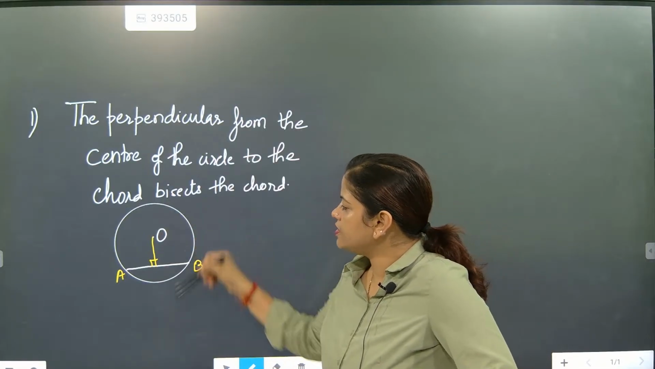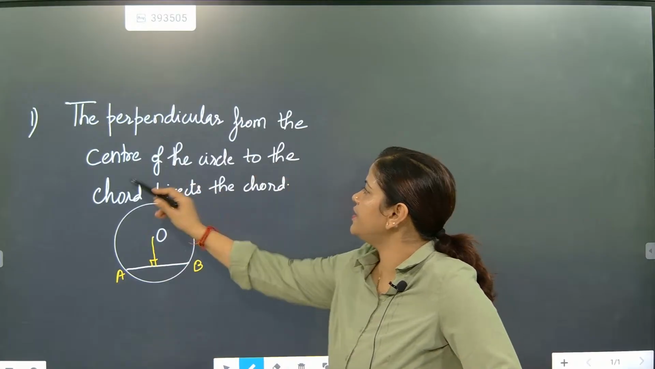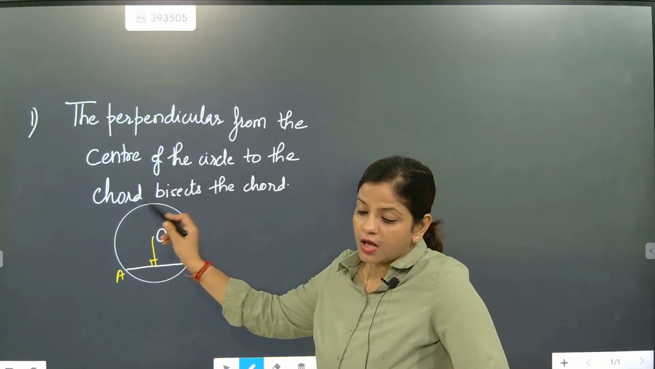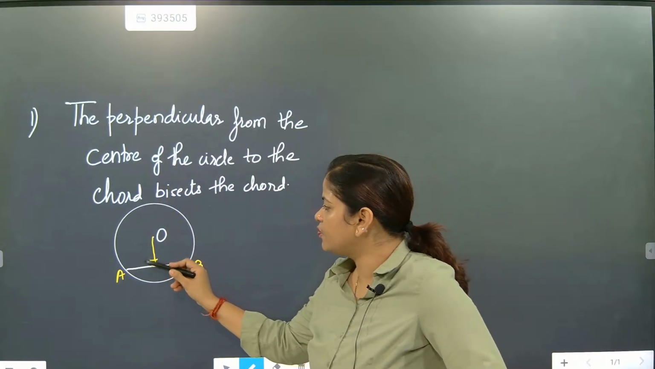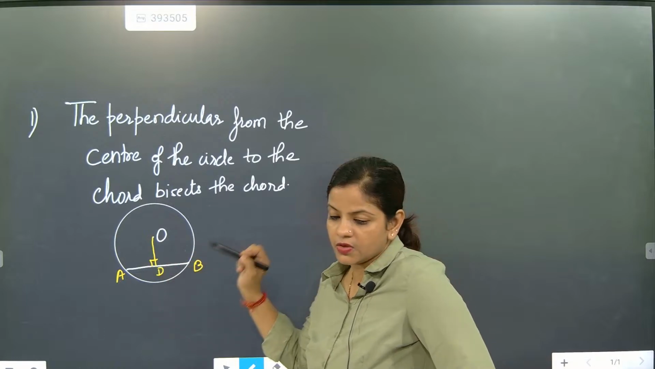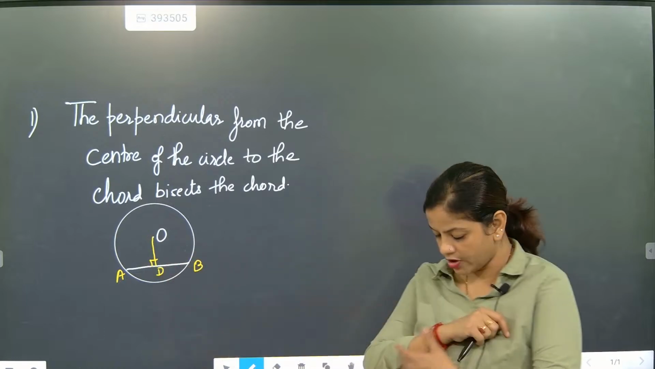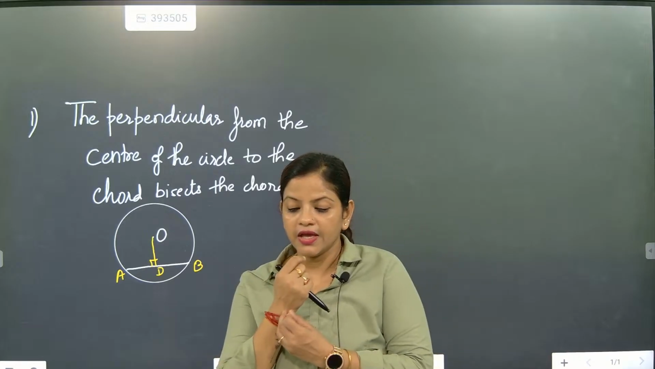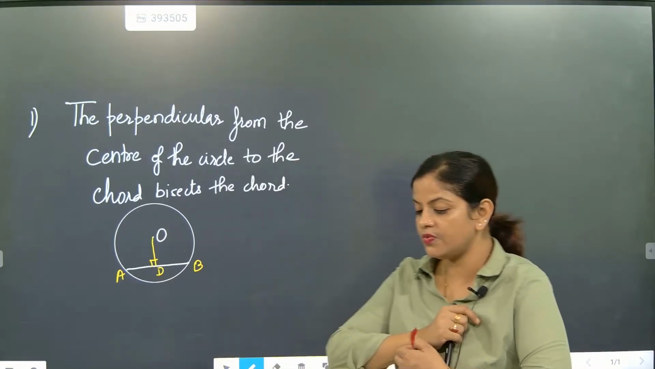The perpendicular from the center of the circle to the chord bisects the chord. That means we have to prove, if we put D, that AD is equal to DB. This is the most important thing. So our proof has to be AD is equal to DB. This is what we need to prove.